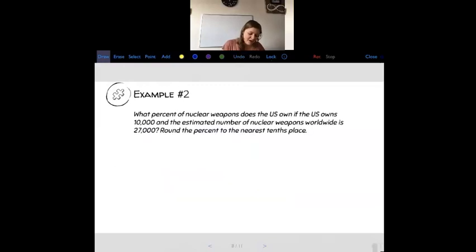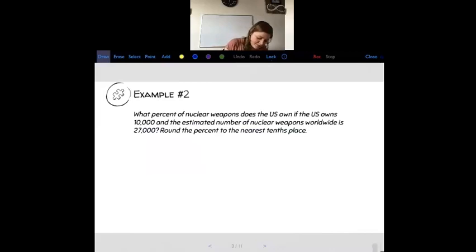Example 2. What percent of nuclear weapons does the U.S. own if the U.S. owns 10,000 and the estimated number of nuclear weapons worldwide is 27,000? Round the percent to the nearest tenths place. So we're finding the comparison of how many nuclear weapons the U.S. owns to how many nuclear weapons there are worldwide.